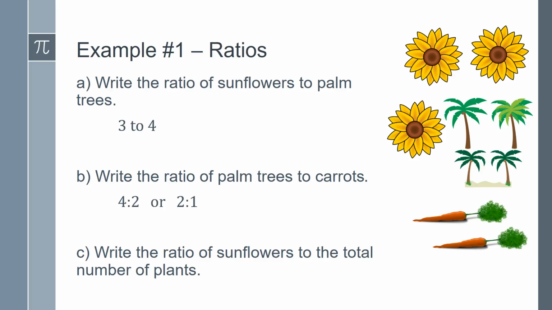Finally, we need to write the ratio of sunflowers to the total number of plants. There are 3 sunflowers, and there are 9 total plants. So we can write this ratio as 3 to 9, or we can simplify it as 1 to 3.